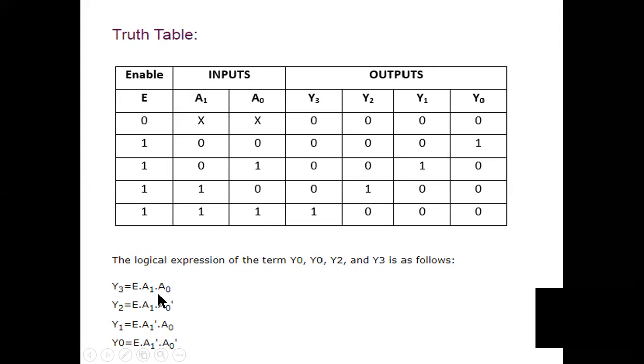So this is your realization expression for Y0, Y1, Y2 and Y3 as follows. Y3 equals E, A1, A0. How is Y3 obtained? The inputs are E equal to 1, A1 equal to 1, and A0 equal to 1. So likewise, you have Y2.